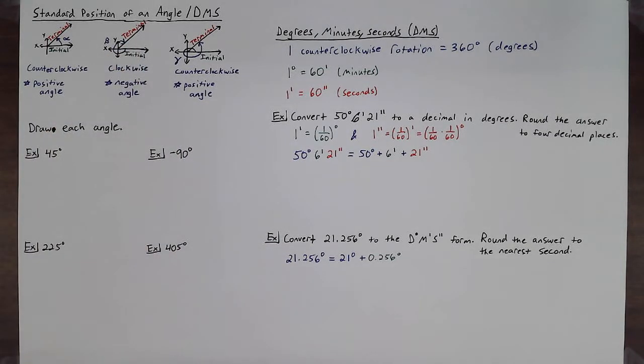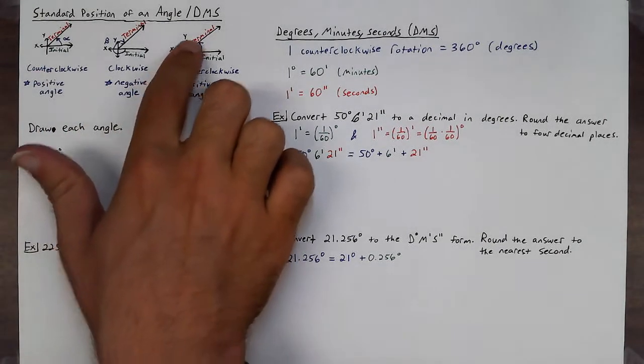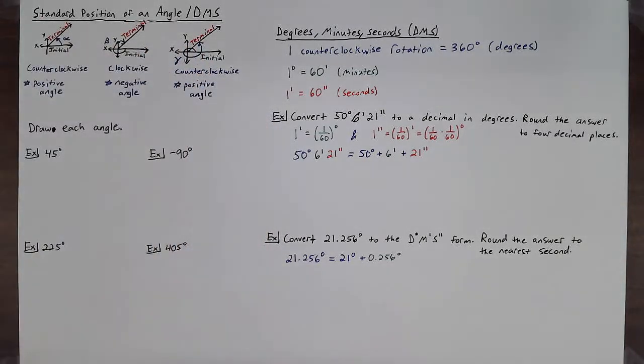Now, we're going to learn through lessons in the future that these are all referred to as coterminal angles because all of their terminal sides end up in the same place. But they are in fact three different angles.